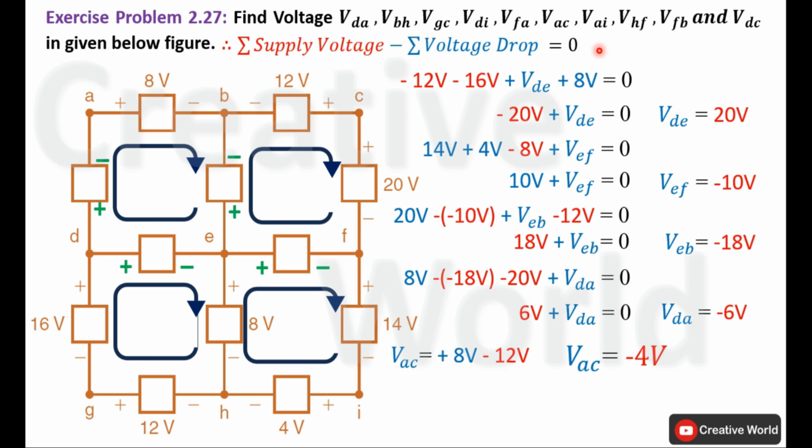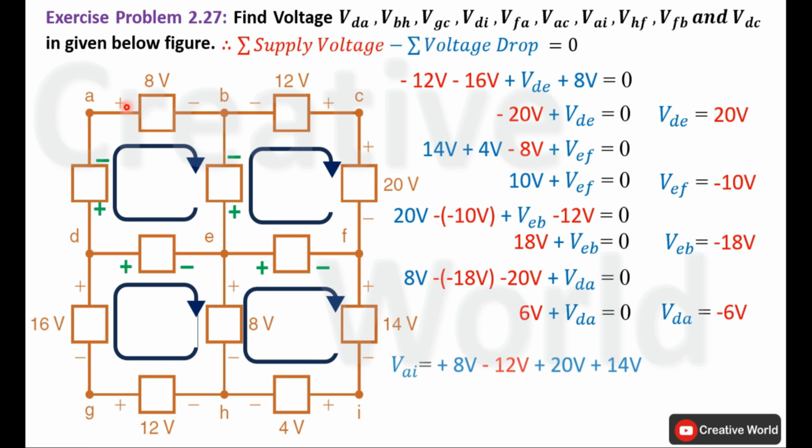Move to the next value VAI. Points A and I inside this circuit are here. Point A is here and I is here. Again we can choose either this path to calculate voltage between these 2 points or this path. I am choosing this path.